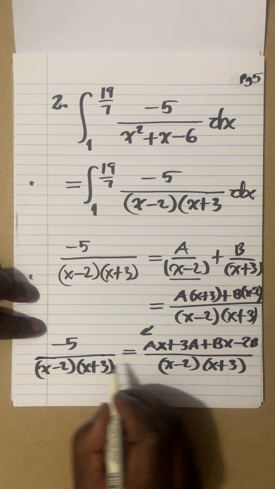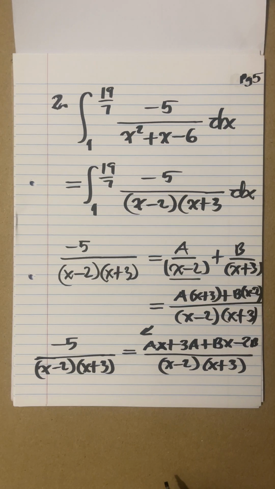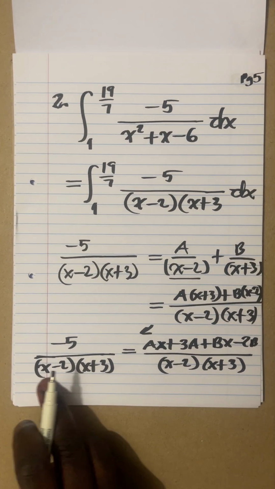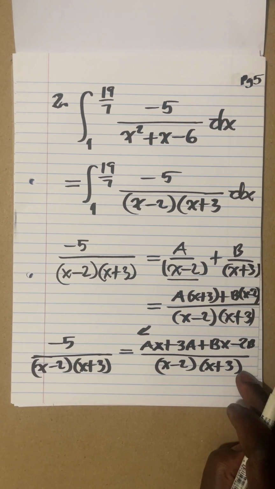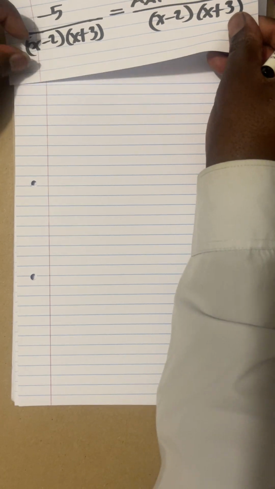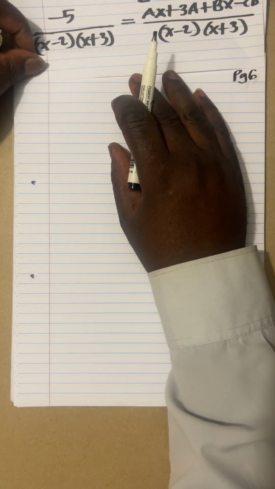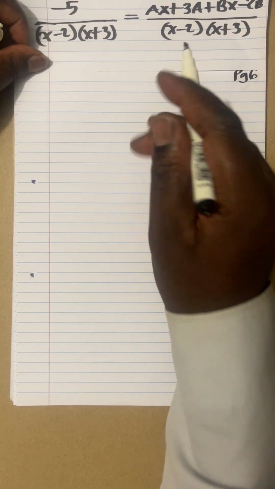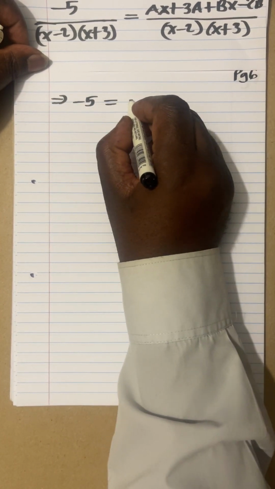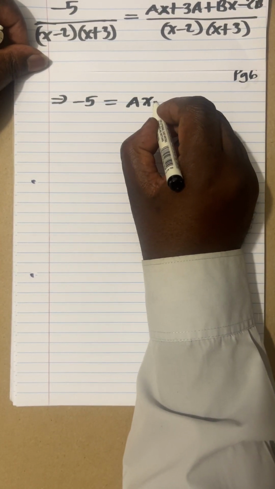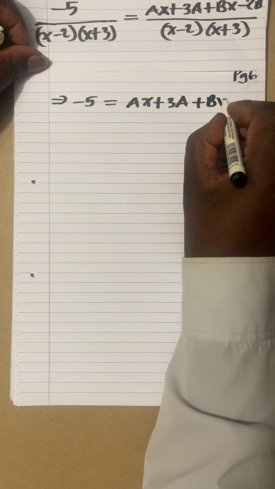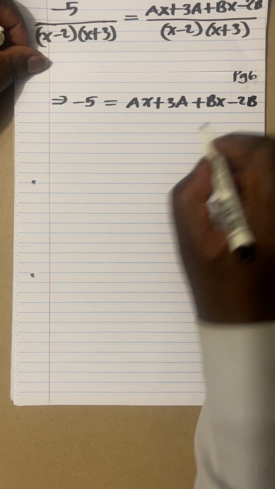Clearly, you can see when two fractions are equal, and it turns out that the denominators are equal, numerators must be equal. These two are equal, the denominator here, denominator there, we're going to equate numerators. On page 6, we're going to say, this implies minus 5 is actually equal to ax plus 3a and then plus bx minus 2b. That's what we're going to say.